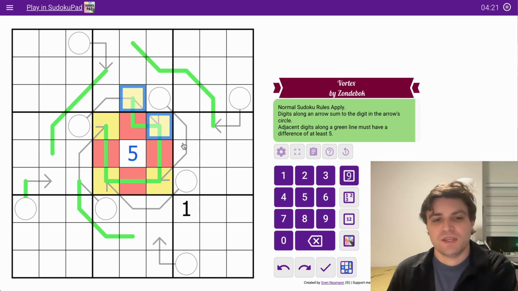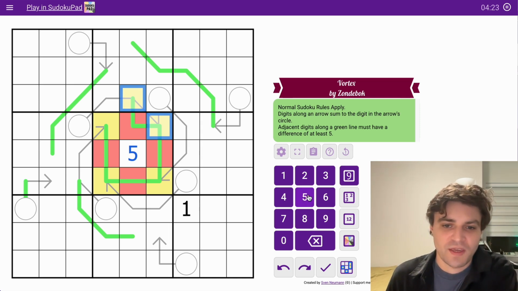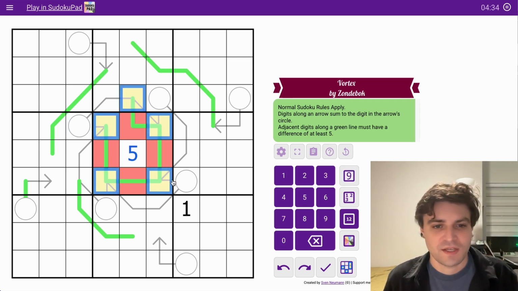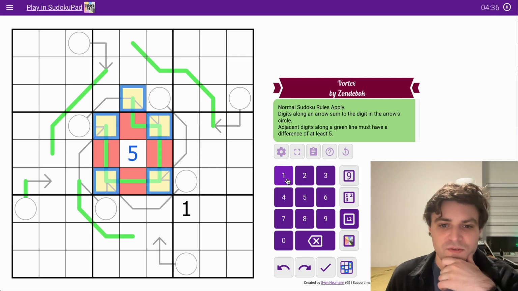Is it possible for the yellows to be high numbers, numbers that are greater than 5? It's not, because the minimum of these two would sum, like if it's 6 and 6, this would sum to 12. There'd be no number here. What that means is that all of these yellow cells that I just highlighted are definitely low cells. They're going to be the numbers 1, 2, 3, and 4.